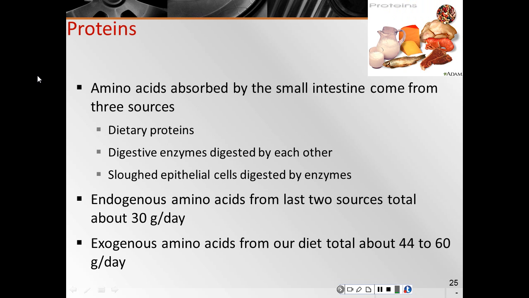Alright, so let us take a look at our proteins. Now, our amino acids come from three protein sources. We have our dietary proteins, our digestive enzymes digested by each other, and the sloughed epithelial cells. Now, endogenous amino acids from the last two sources total about 30 grams per day. So we're talking about these two sources right here. That's compared to 40 to 60 grams per day from our food, which is here. So these last two make up about 30 grams per day, and the very first one makes up the 40 to 60 grams per day.